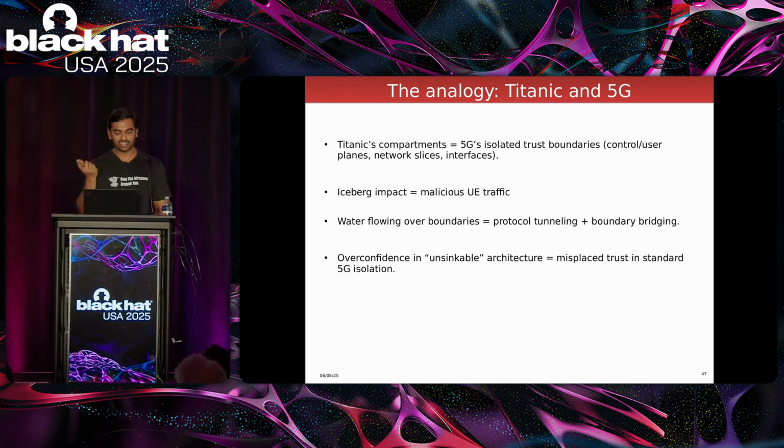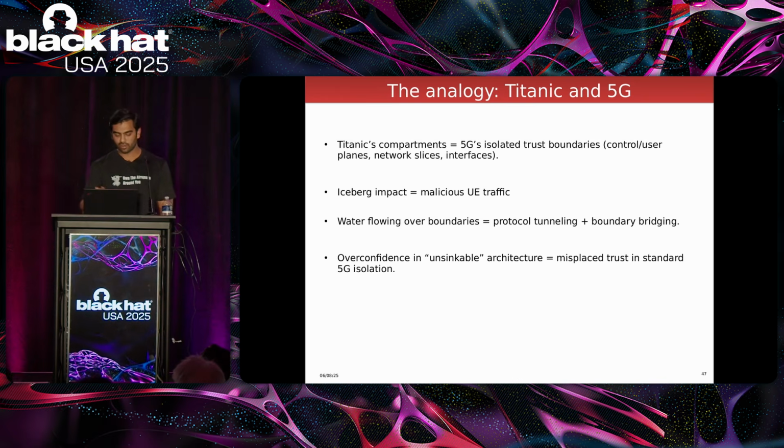The Titanic compartments are the 5G isolated trust boundaries, like the control plane and user plane, or network slices and the interfaces. The iceberg is the attacker with a smartphone trying to push malicious traffic into the network. The water flowing over the boundaries is the protocol tunneling, because these kinds of attacks are missed or not caught by the network components, so they let the attacker propagate from one plane to another.